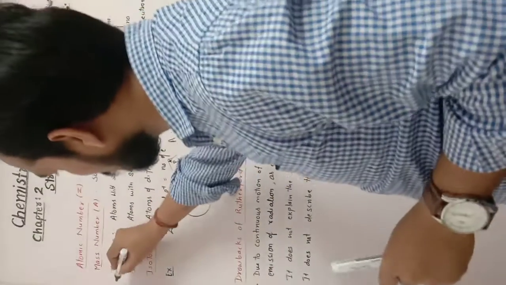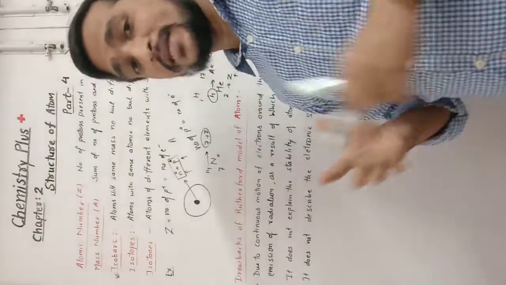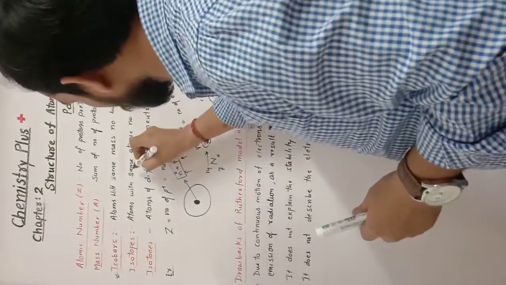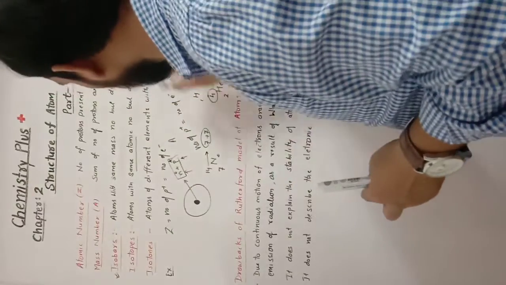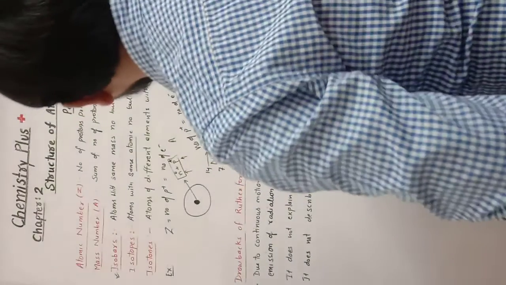The next term is isobars. Isobars are the atoms with the same mass number but different atomic number. So various atoms show the same mass number but different atomic numbers.